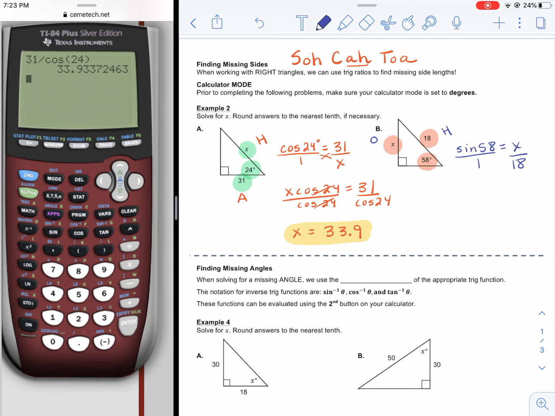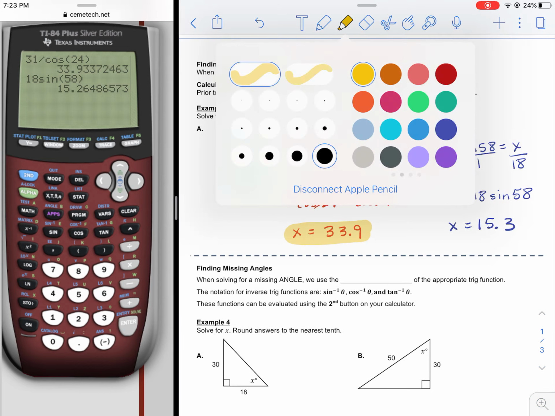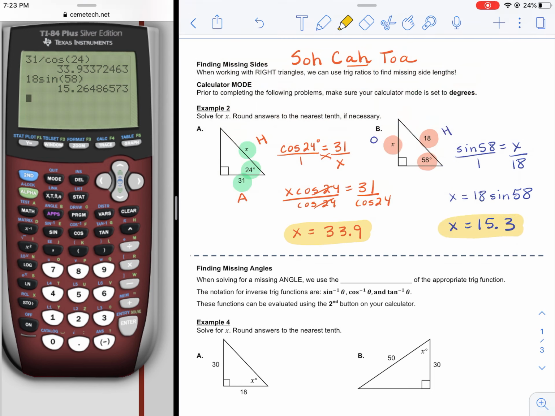And then I'm going to put a 1 here. I'm going to cross multiply. X times 1 is x equals, put the number in front of the trig function, 18 times the sine of 58. And then go to your calculator. 18 times the sine of 58. X equals 15.3. Okay, and so that's how you use trig to find missing side lengths.